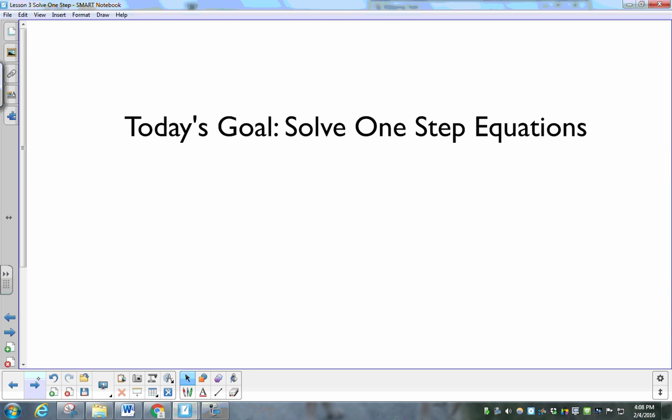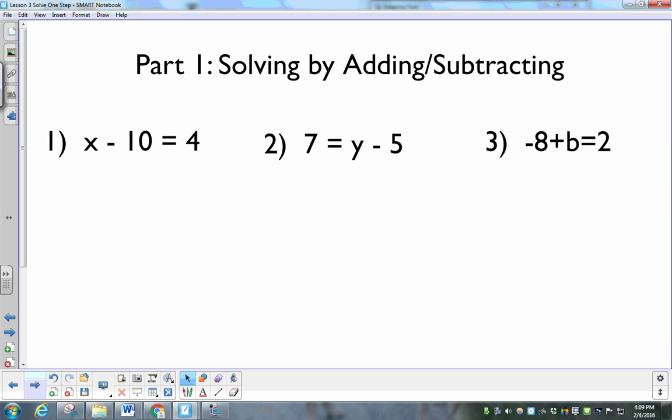All right, so our goal today is to solve one-step equations. So we're going to have a variable in an equation and we want to find out what it is. Today, everything you do is only going to require one step to solve it. So part one, find these examples on your handout.